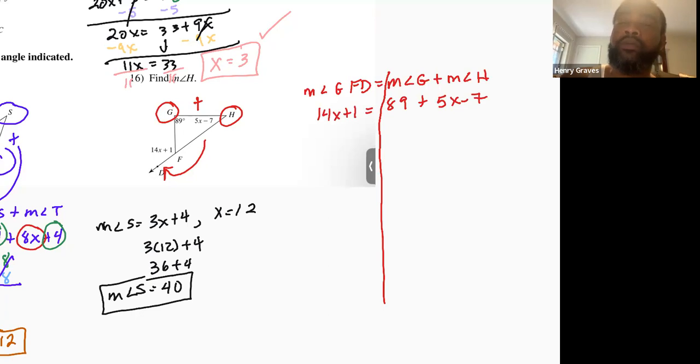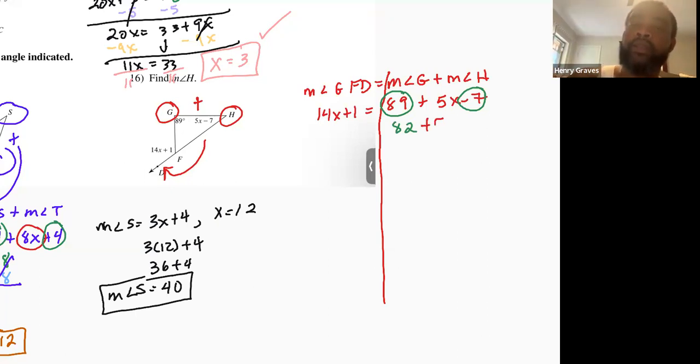So first I'm going to combine like terms. So 89 minus 7 is 82. Then we have the 5x still equals 14x plus 1. I'm sorry, plus 1.